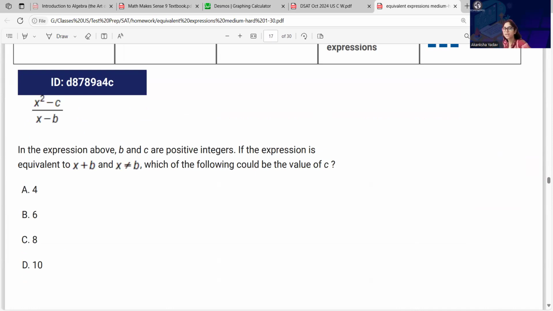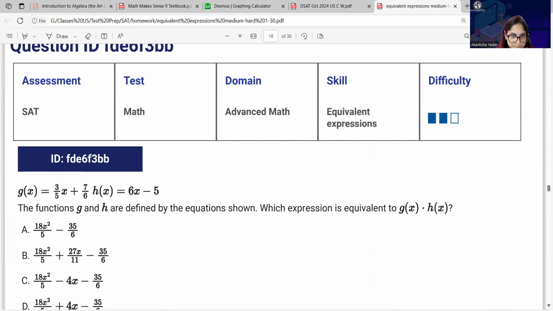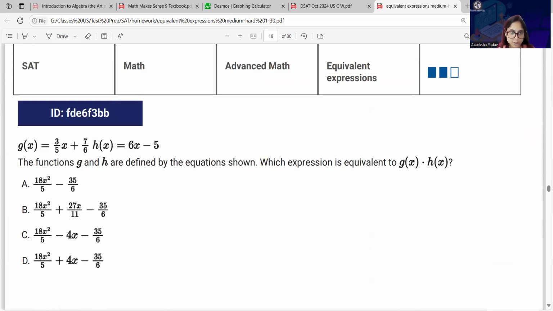Yes, sometimes you will not get the values. So sometimes you have to solve manually if DESMOS is not working. For example, here also g of x is given, h of x is given. You can simply write g of x times h of x and then compare the graphs with the options.